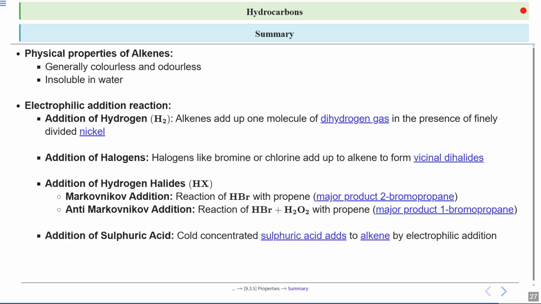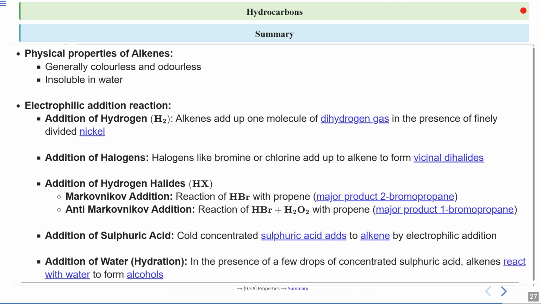Moving on further, we have the addition of sulfuric acid. So the addition of sulfuric acid is also an example of electrophilic addition, and further it is done in the Markovnikov fashion. Means the alkyl hydrogen sulfate acts as an intermediate here, which is further hydrolyzed to form the alcohol.